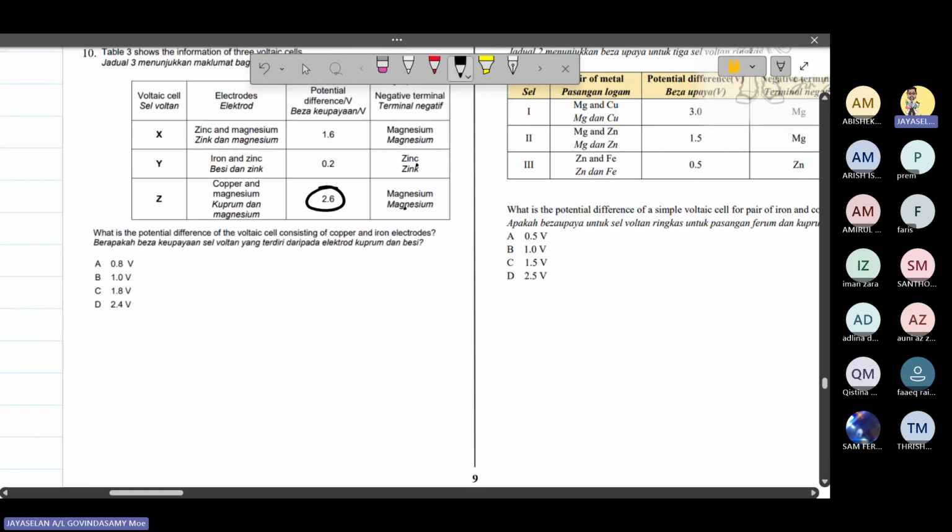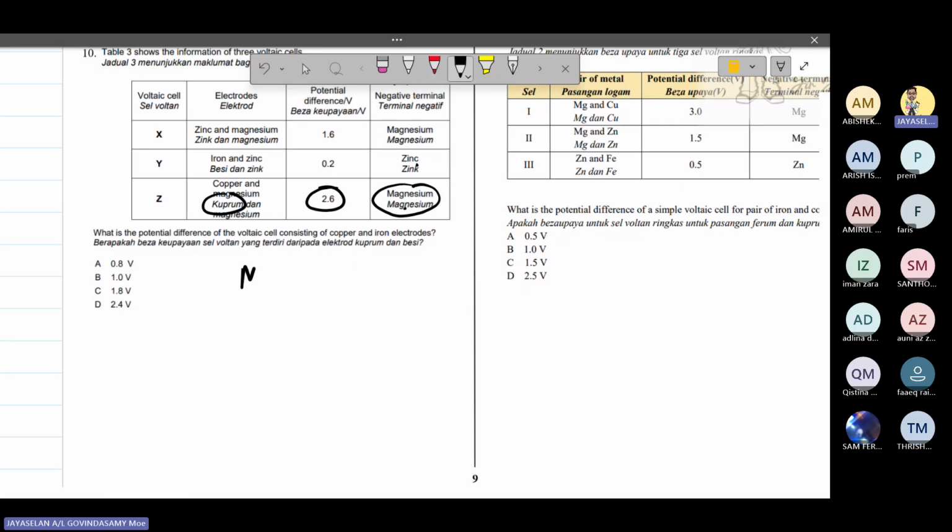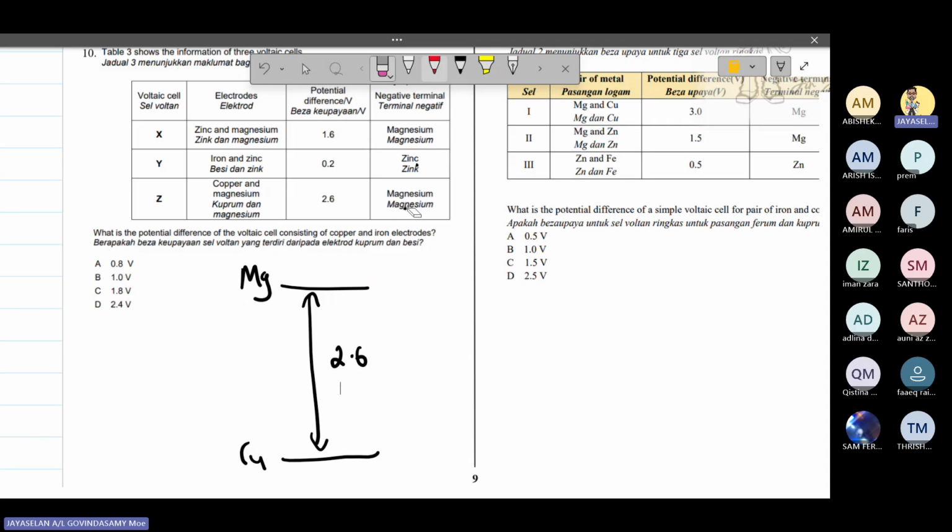Yang mana paling tinggi? Ni kan, siapa atas magnesium, bawah copper. So I put dia magnesium, bawah copper. Dia punya value saya letak 2.6. Okay, saya letak macam ni. Okay, next one saya padam ni. So padam lah, jangan kacau ni.